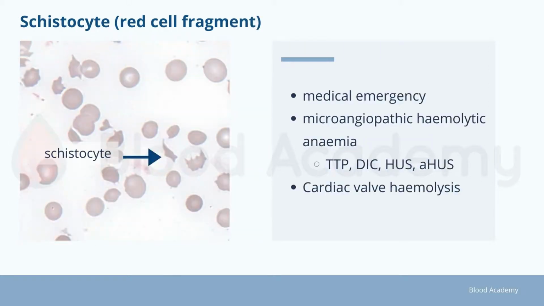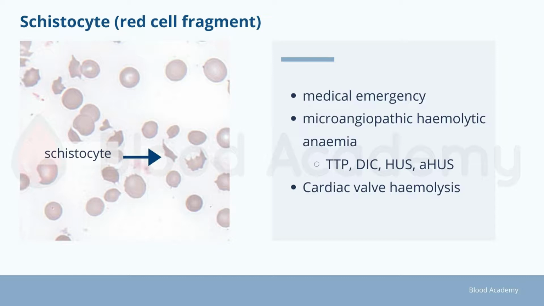A schistocyte is a fragmented red cell formed by direct mechanical damage under higher shear. It is also known as a red cell fragment. It often reflects an emergency presentation. When schistocytes are found in high number, high clinical concern should always be raised. Schistocytes can be seen in microangiopathic hemolytic anemias such as TTP, DIC and HUS, as well as preeclampsia.